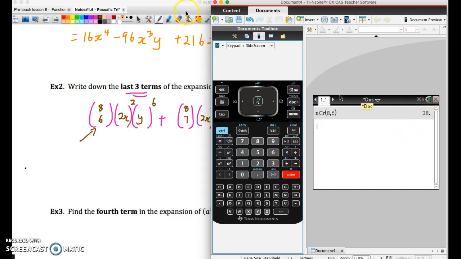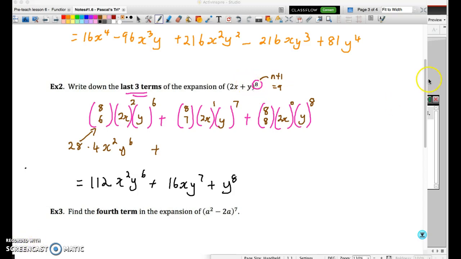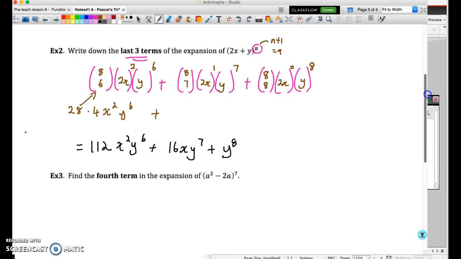That's going to yield the numerical value of 28, which of course must then be multiplied by 2 to the power of 2, which is going to be 4, x squared, y to the 6, and then we've got a little bit of cleaning up to do as well. Okay, same as before. I'm going to pause, and then we'll have the answer up there. You go ahead and try and work it. All right, and so there we have our answer. Hopefully that corresponds to what you got.